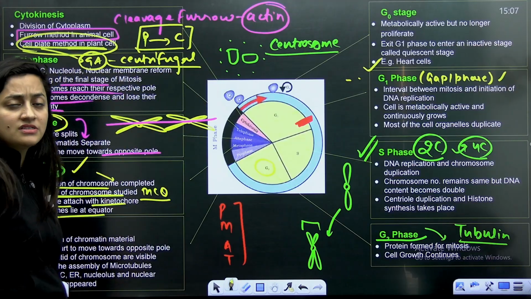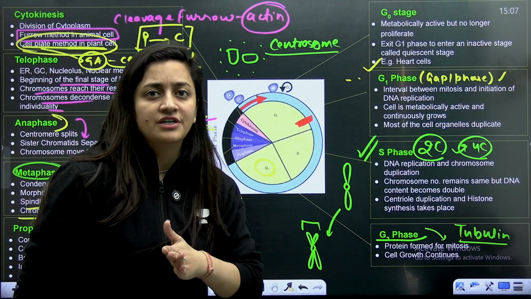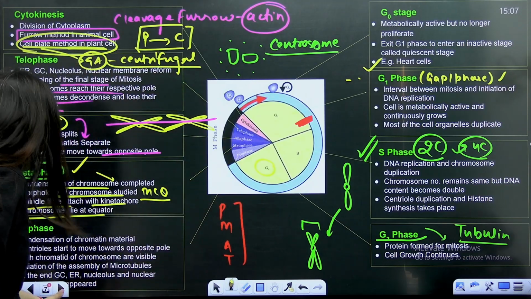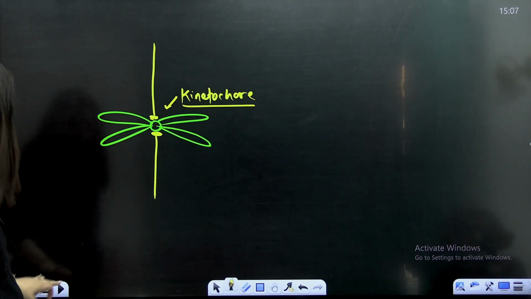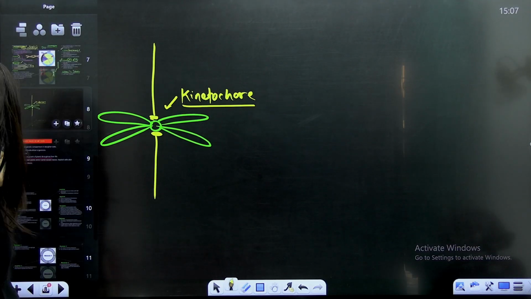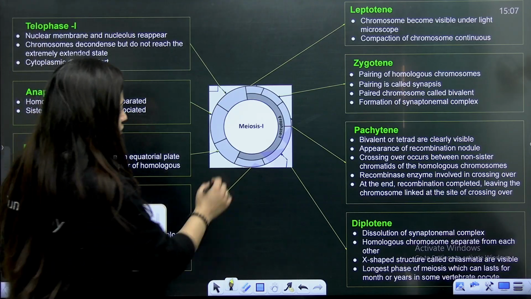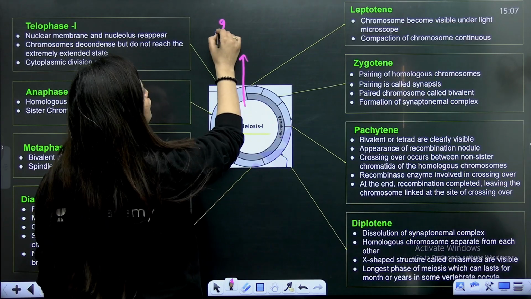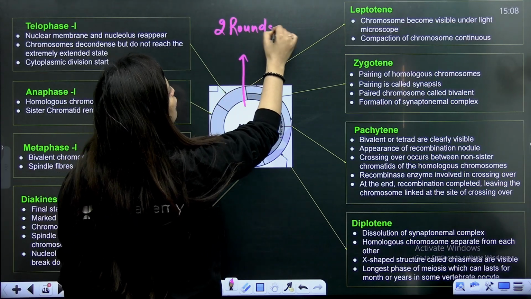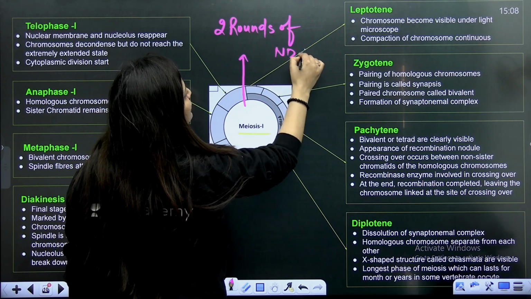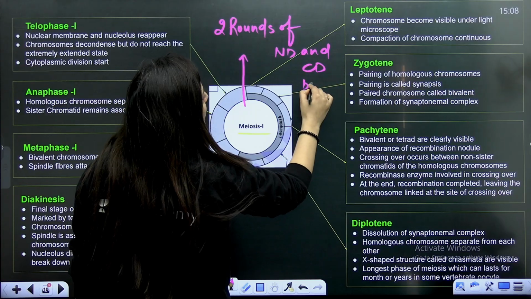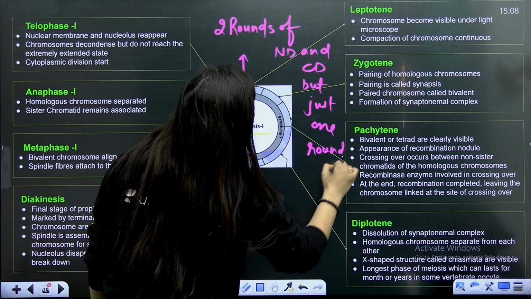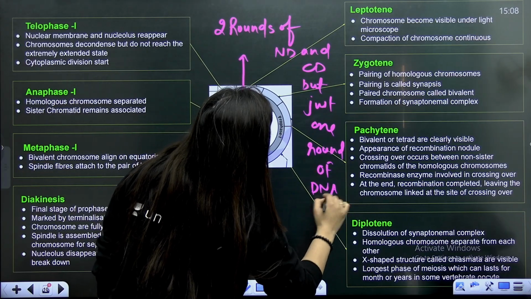This is all about the mitosis, where after the division, the daughter cells will have the same number of chromosomes just like the parental cell. Now let's move to the next part, that is the meiosis, which is the reductional division. So when it comes to the meiosis, remember, there will be 2 rounds of nuclear division and cytoplasmic division, but just one round of DNA replication. That's what we have to keep in our mind.